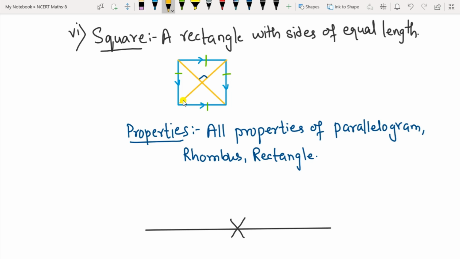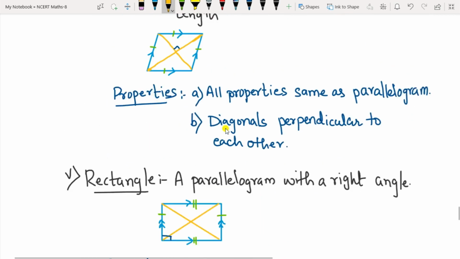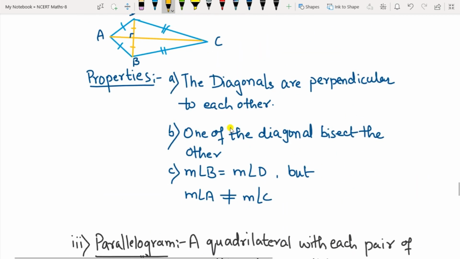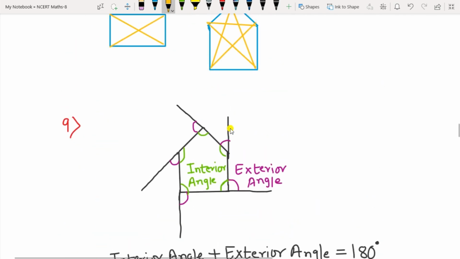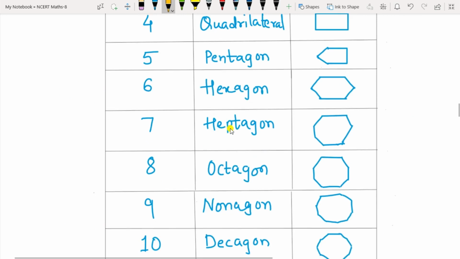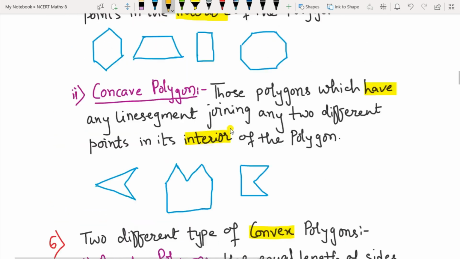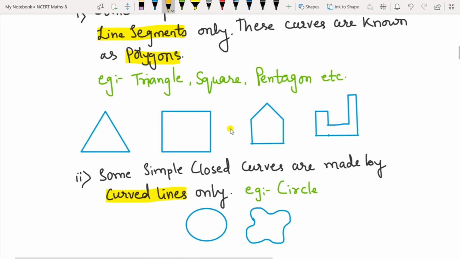So this was all about the introduction of lesson 3, understanding quadrilaterals. Please go through this introduction video. It is very essential to know each and every point of that lesson.